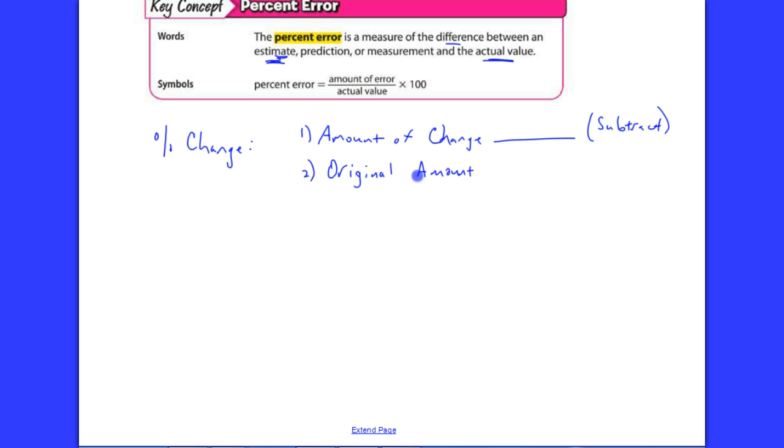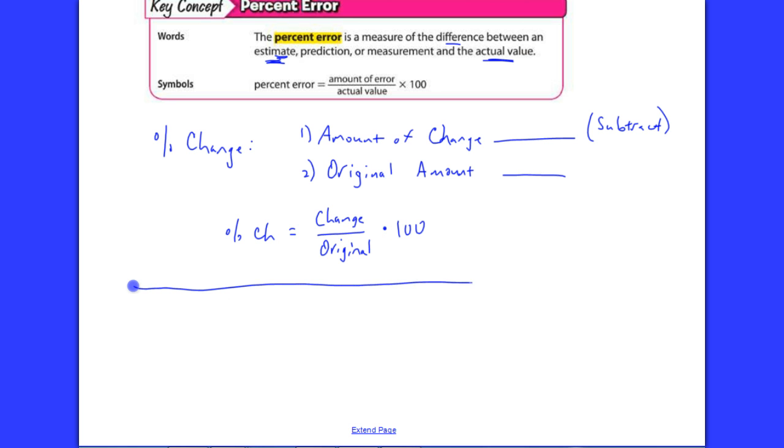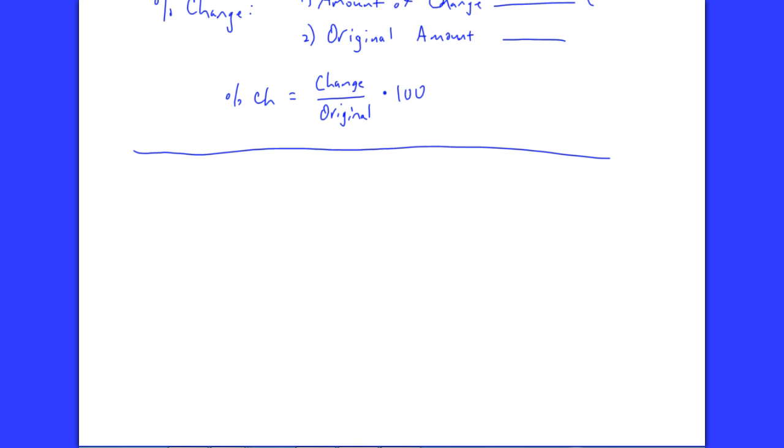And when you have those two things, what you do to find the percent of change, I'll just write it like that: percent of change is equal to the change, which you found here, divided by the original, and then you multiply all that times 100. And that will give you the percent of change of whatever it is, whatever the topic is that we're talking about. This can be applied to so many things in the world around us. It's actually really valuable, especially when it comes to money and things like that.